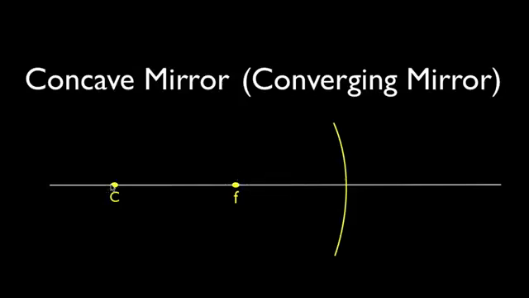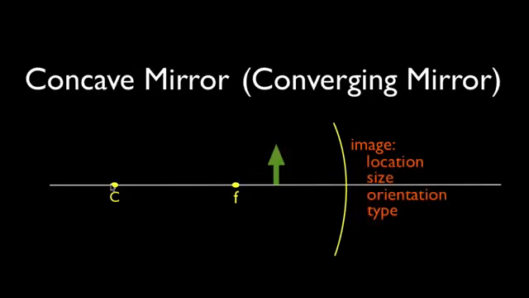Okay, now what we want to be able to do at the end of this video is, regardless of where we place the object, whether beyond C, at C, between C and F, at F, or inside of F, draw the ray diagram and describe the image. After a little practice, you should be able to describe the image before you even draw the ray diagram, and then you draw it to let your teacher know you know how to draw it and to confirm what you know about the image. You should be able to say something about the location of the image on the principal axis, the size of the image relative to the object, the orientation of the image, and the type of the image.